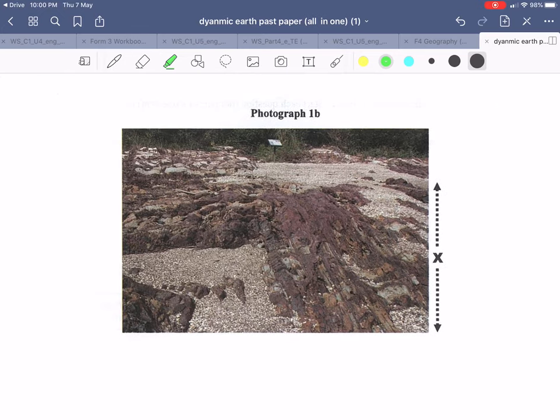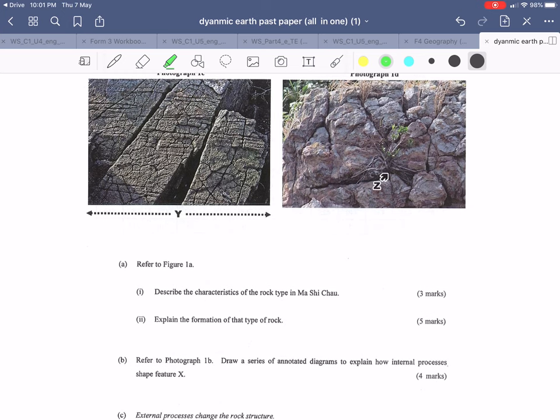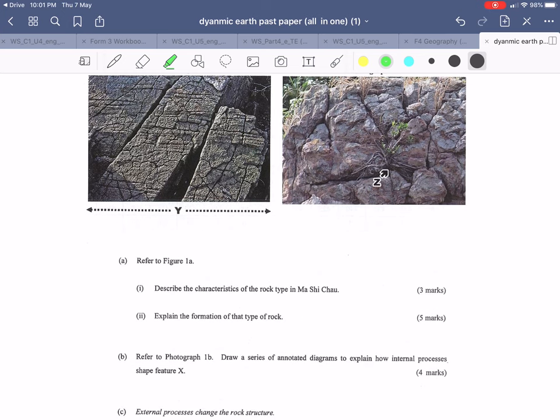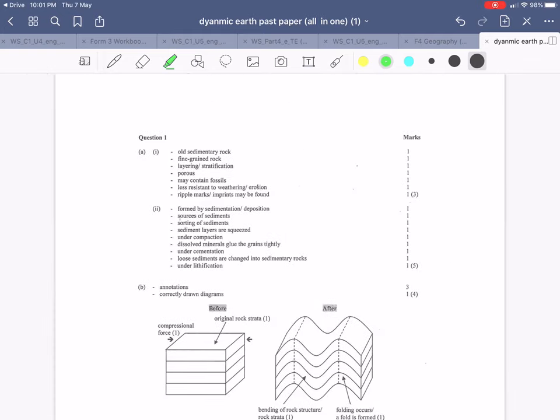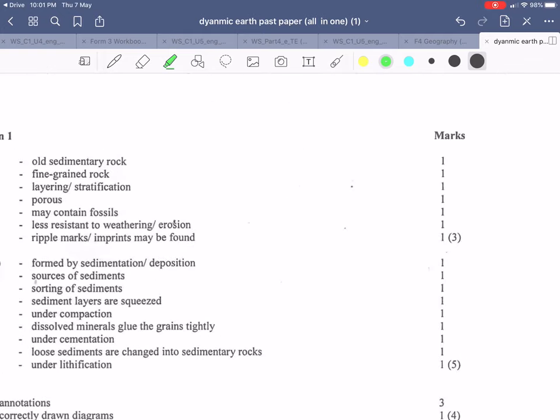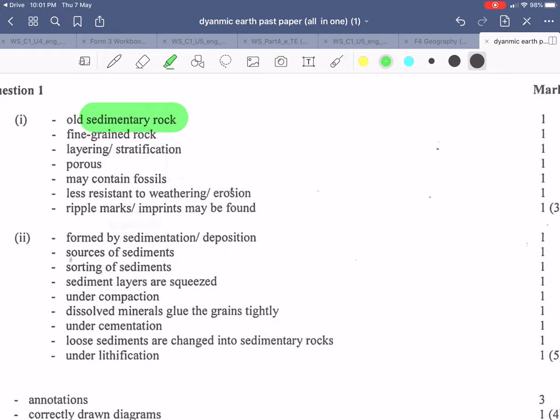How about this one? Red, what is this? Faulting, okay? Faulting, we have it already. Right now, again, this is faulting. Describe the characteristics of the rock type of Ma Shi Chau. This one is not the only type, it is still sedimentary rock. I thought this is metamorphic rock, I'm not sure.